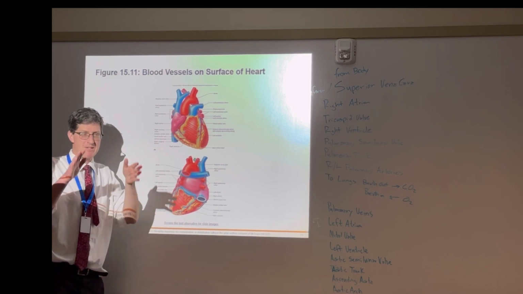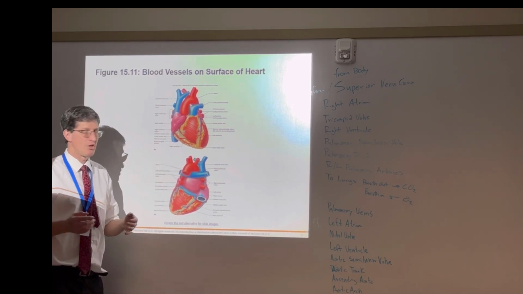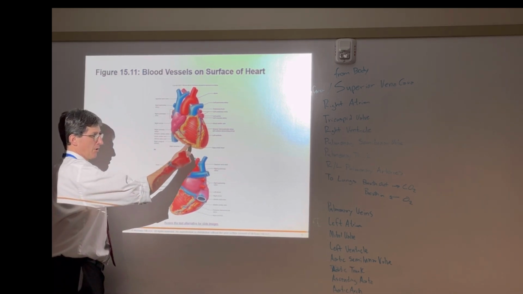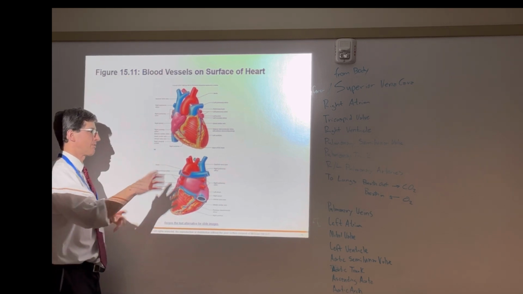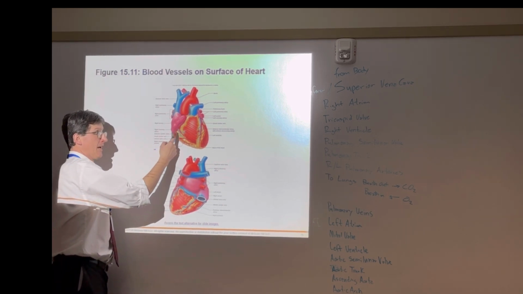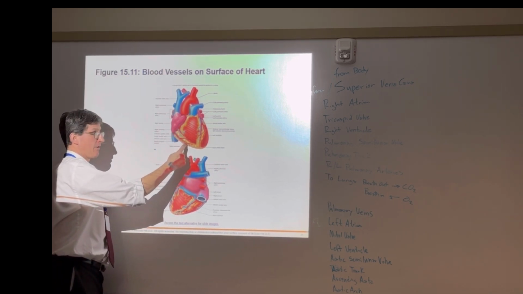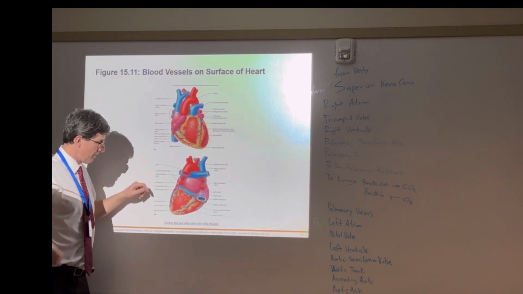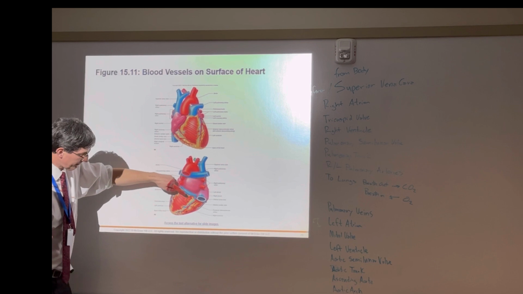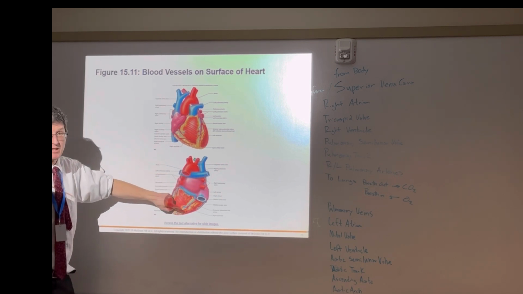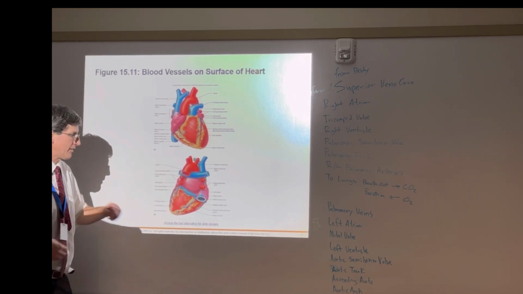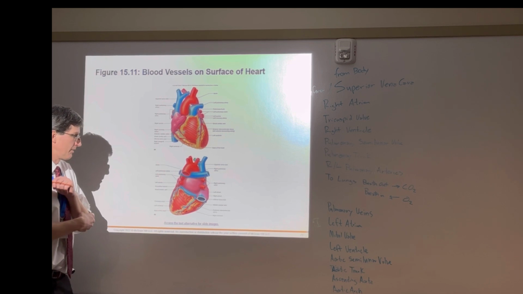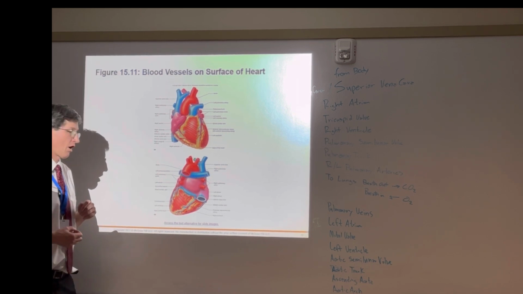So margin means like border or edge. And so it's called the right marginal. And of course, again, there's other branches that we're not going to talk about. And then the part that doesn't go down the right margin continues around the back of the heart. And as it comes around the back of the heart, it goes down the middle of the back of the heart in between the two ventricles. So it's called the posterior interventricular artery.